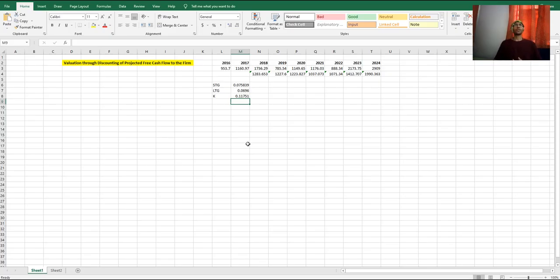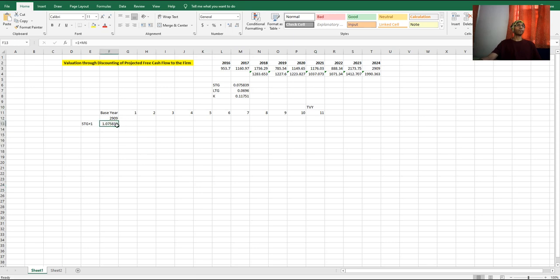Now what we need to do is project. So we have a base year. Base year is 2024, right? So the free cash flow here is 2909. STG plus 1 is equal to 1 plus STG. Now we'll be projecting these cash flows for the next 10 years, 1, 2, up to 10 years. And for the 11th year, we would find out the terminal value. This is the TV year, terminal value year, right?